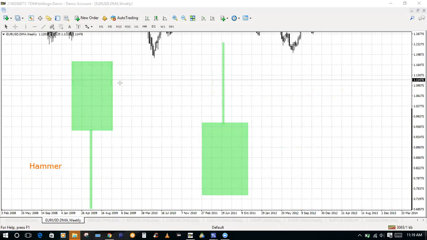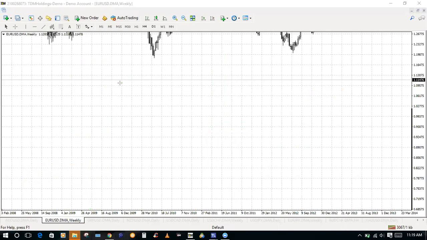And then last but not least, we have Marubozu candles. Much of the time these would be classified as very strong bullish or bearish candles, depending on the color itself, being either a red Marubozu or a green Marubozu.